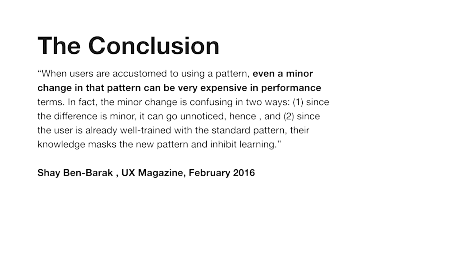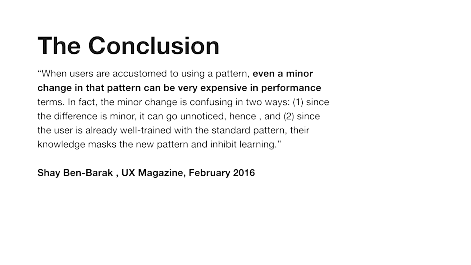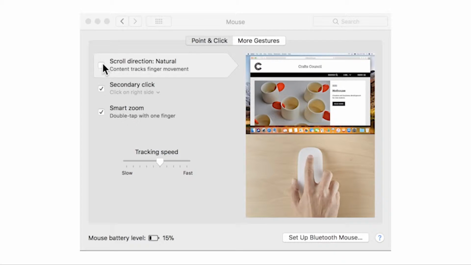Now, Shea Ben Barak closes his article with the conclusion saying that when users are accustomed to using a pattern, even a minor change in that pattern can be very expensive in performance terms. In fact, the minor change is confusing in two ways. First, since the difference is minor, it can go unnoticed. And two, since the user is already well trained with the standard pattern, their knowledge masks the new pattern and inhibits learning.